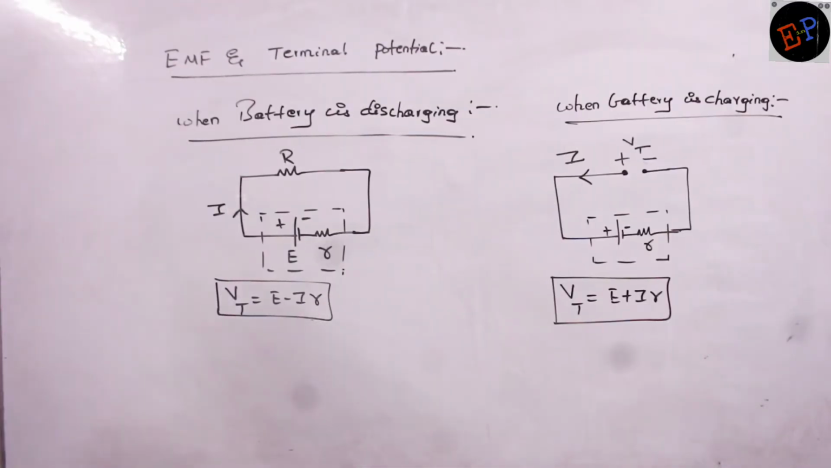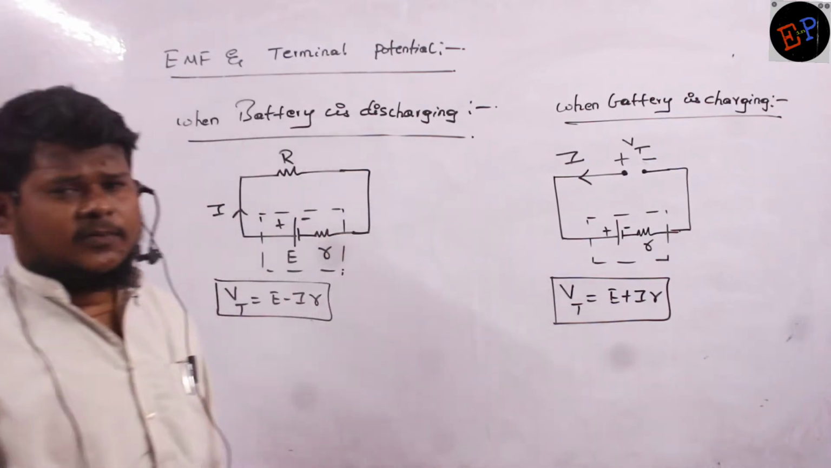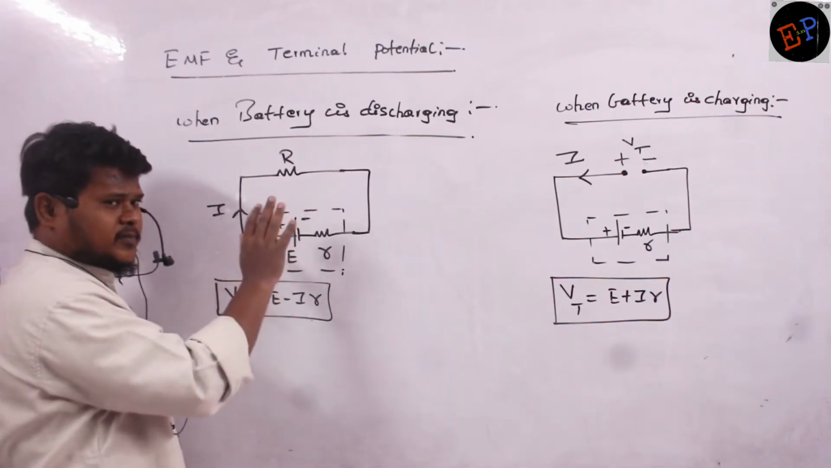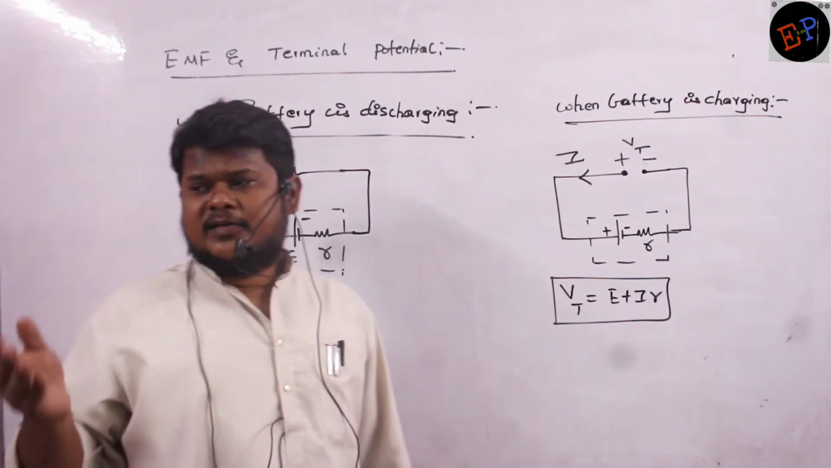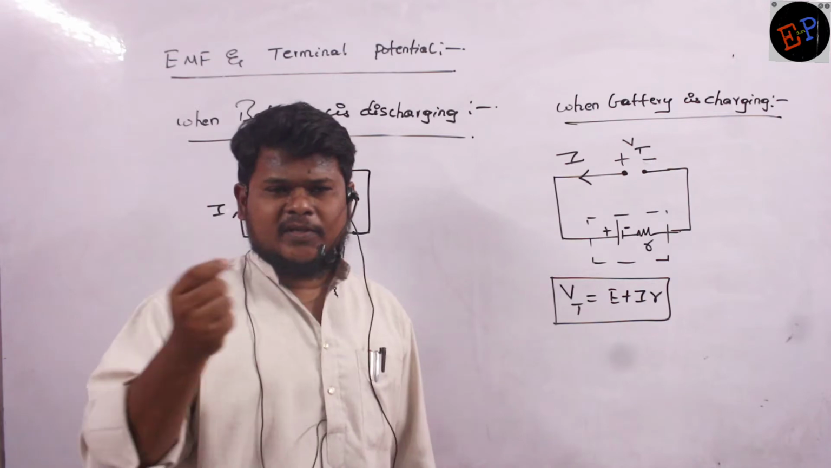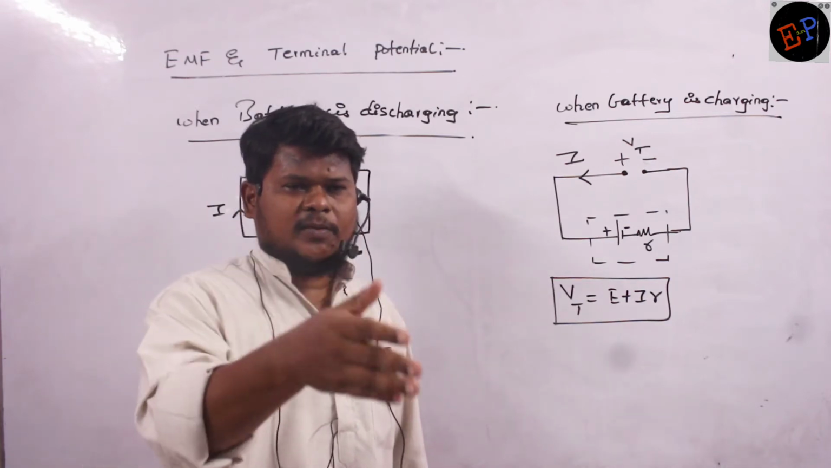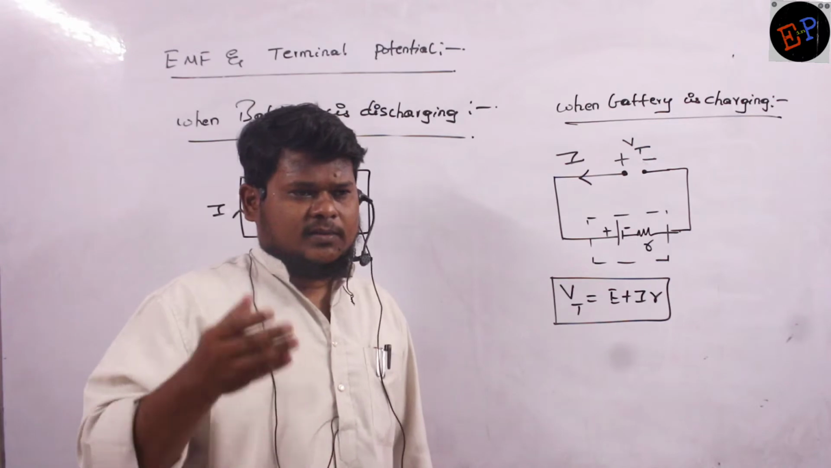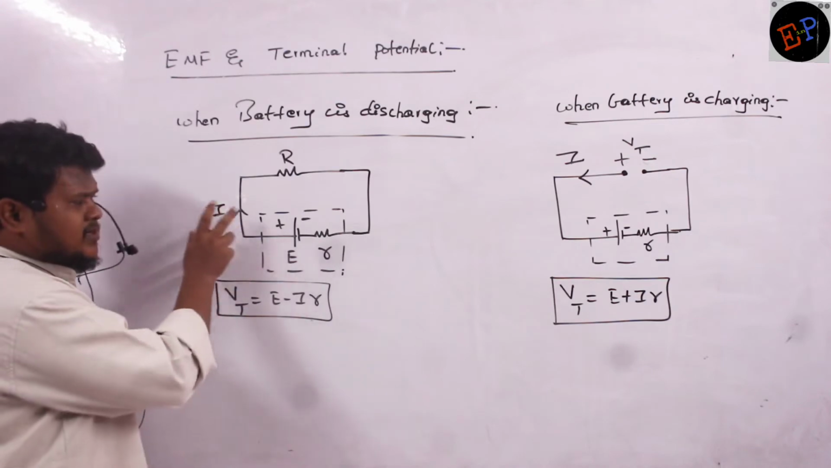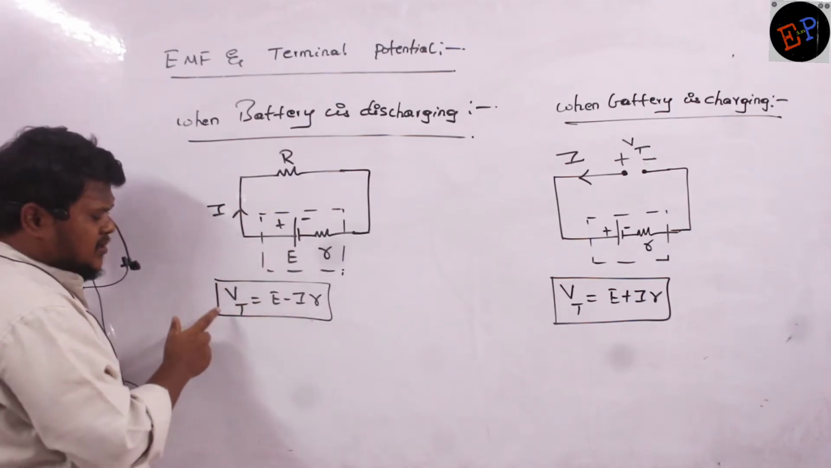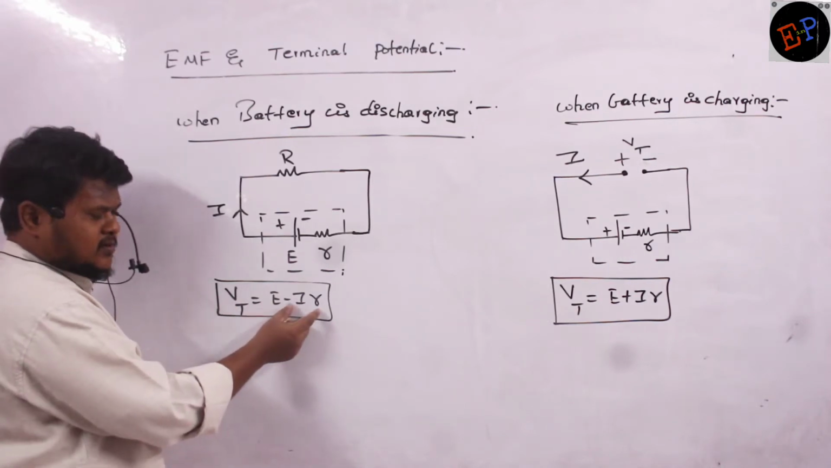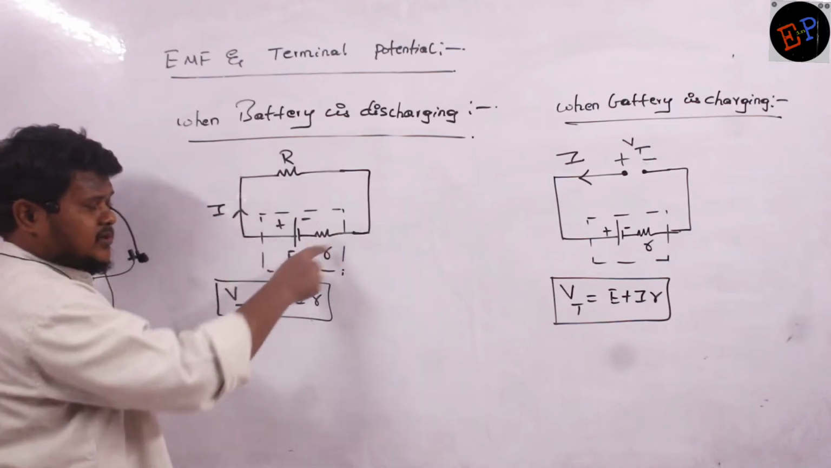Now, in the same concept of EMF and terminal potential, two conditions are very important. First condition, when the battery is discharging. What is meant by discharging? The battery is supplying energy. In our speakers we have mics, so then the battery gets charged or discharged. Battery supplying energy means it is discharging, it is losing its energy. So when the battery is discharging, terminal potential is always less than the EMF of the battery, because the battery consumes its own potential. The remaining potential is called terminal potential. This is the circuit.